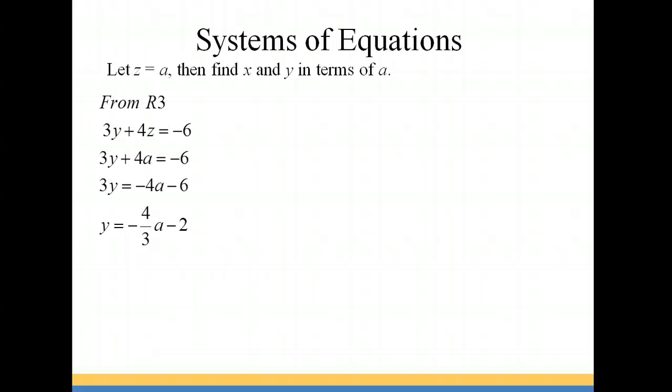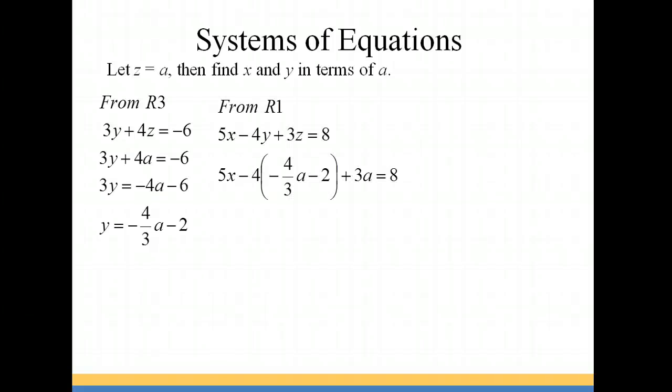So by isolating y, I got -4/3 a minus 2. Now to solve for x in terms of a, we're going to use the first equation where we have 5x minus 4y plus 3z equals 8. And we're going to replace y with the -4/3 a minus 2 and replace z with a. And then again we want to isolate x. So our first step would be to distribute the -4, and we got 16/3 a plus 8. And then I notice that the two 8's are going to cancel out.